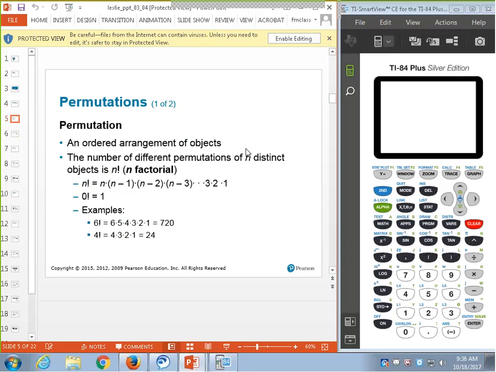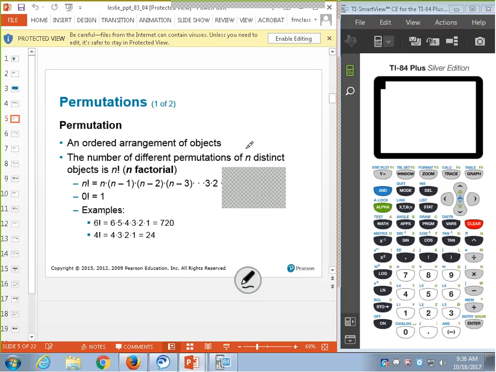The first thing is, a permutation is an ordered arrangement of objects. So when order matters, it's a permutation. When order doesn't matter, it is a combination. We'll get to combinations in a few slides. The number of different permutations of n objects is n factorial.